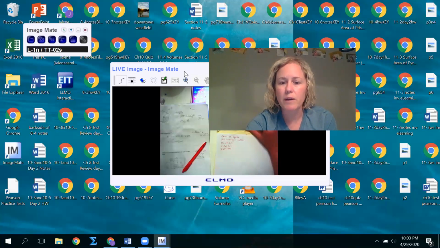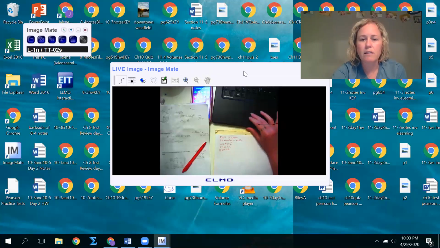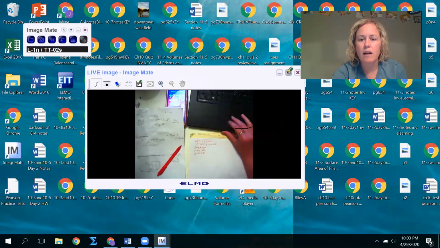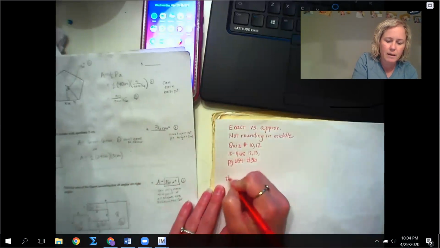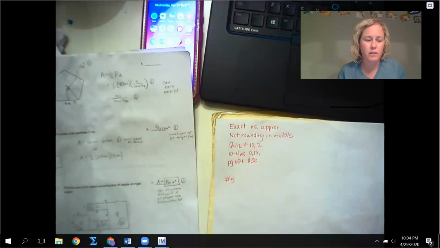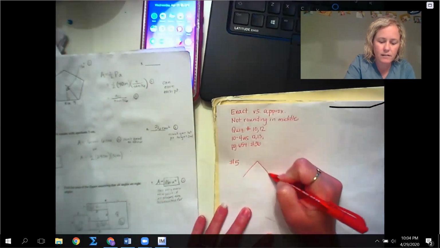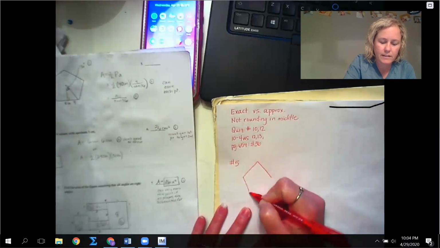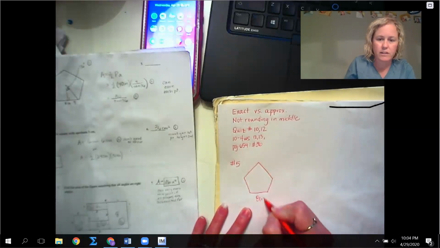So I am going to make myself a little bit smaller here. Move myself over. Okay, so I am going to work out, these are my notes to myself of things we're gonna look at. I'm gonna work out number 5 from the test that you took last week. It was a pentagon and you were supposed to find its area. And you knew that the side length was 8 inches.